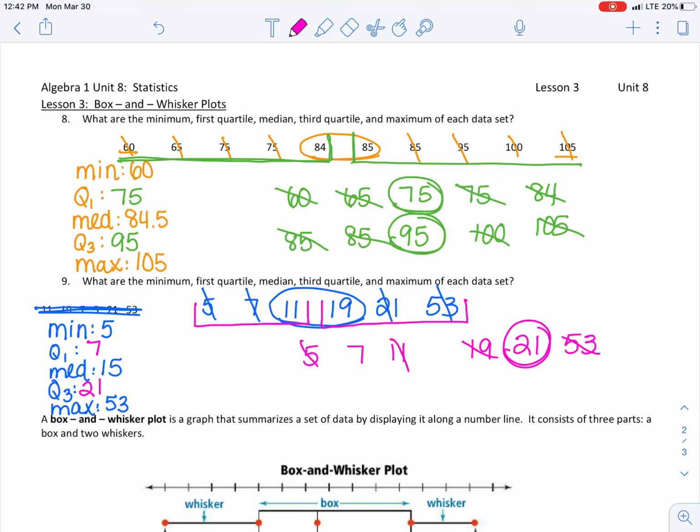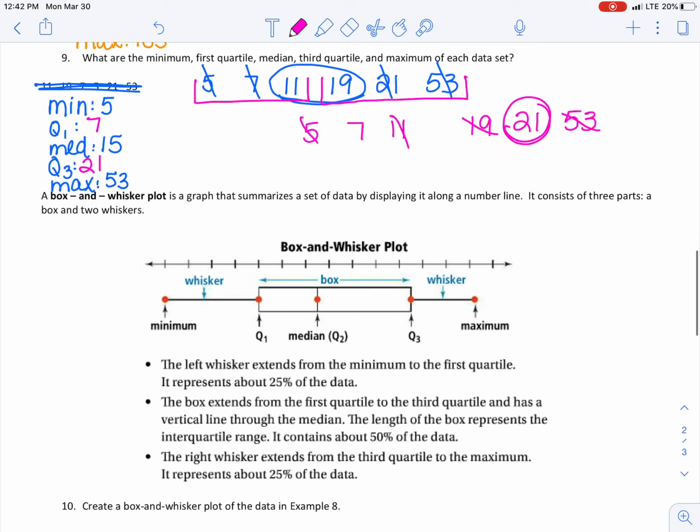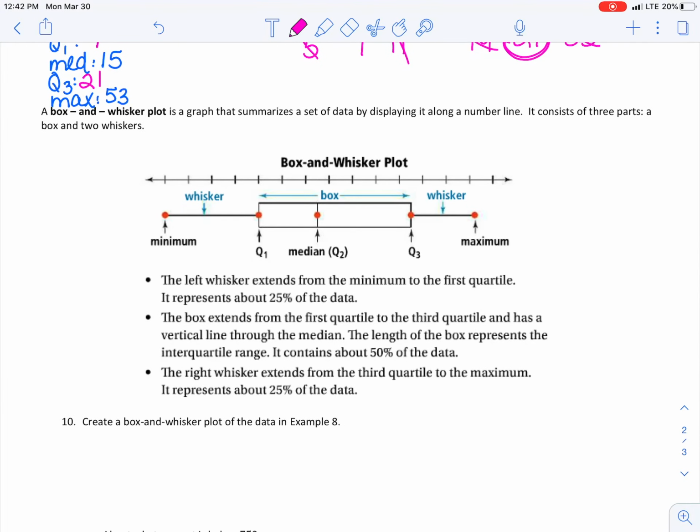At this point, you're probably asking why we have to do all this. What this is getting us ready for is creating a Box-and-Whisker plot. That is a graph that summarizes a set of data by displaying it along a number line. It consists of 3 parts, a box and 2 whiskers. So we have our whiskers on each side, and then we have our box in the middle with our median for Q2.